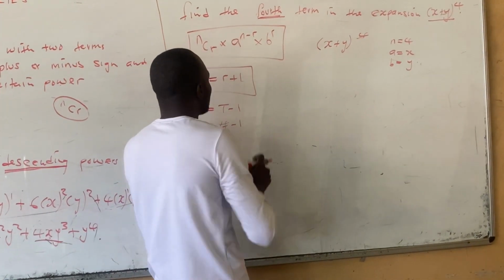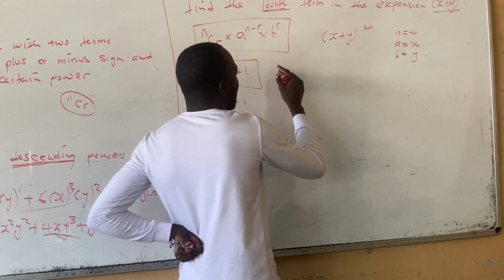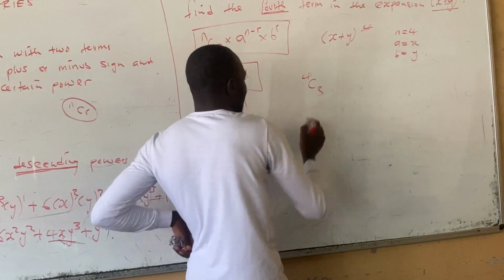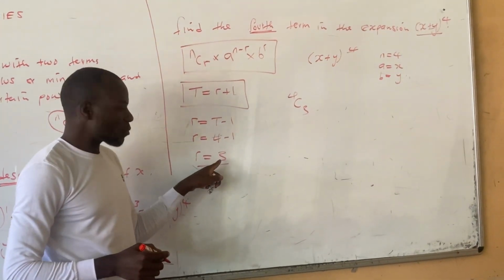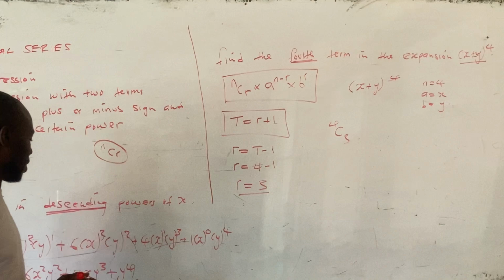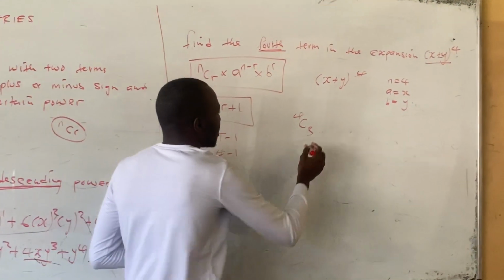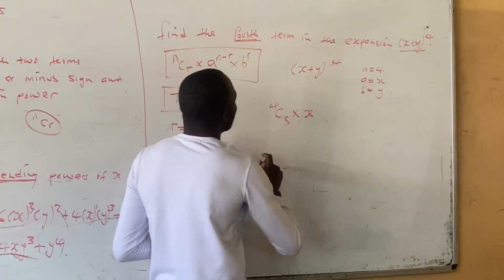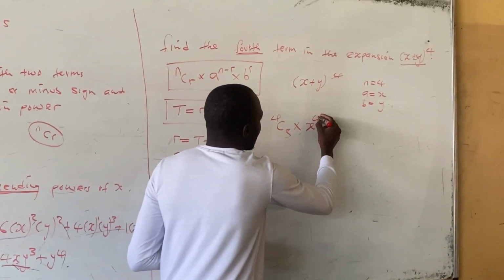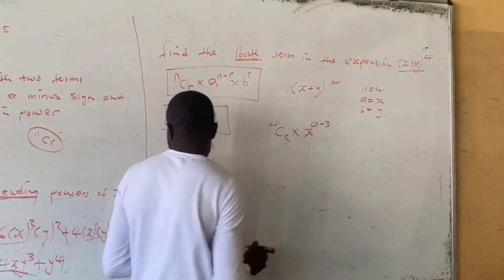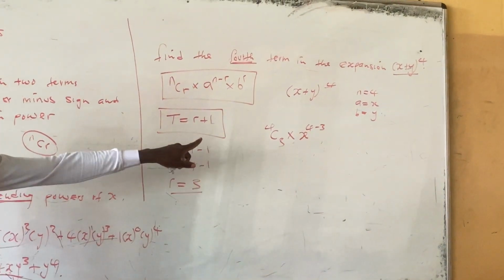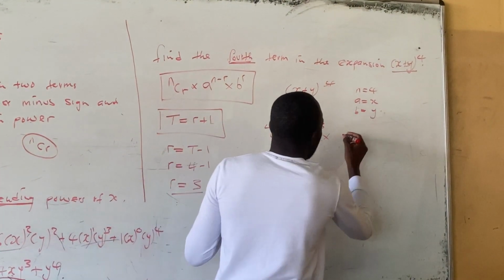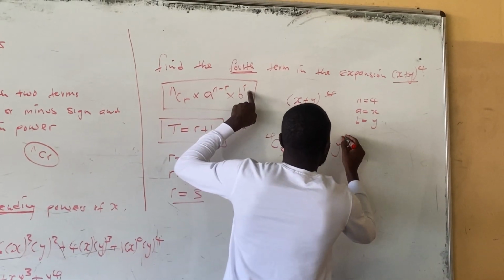So what are we saying here? n is the power, so we say 4 combine 3, because we know 3 is the r in this case, times a. What is a? a is x. So x raised to the power 4 minus 3, which is n minus r, times b, which is y. So y to the power r, which is just 3.